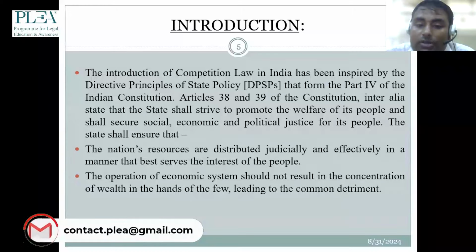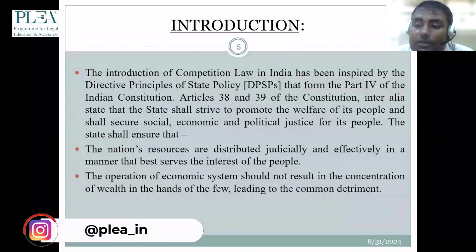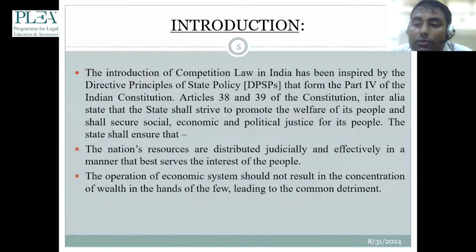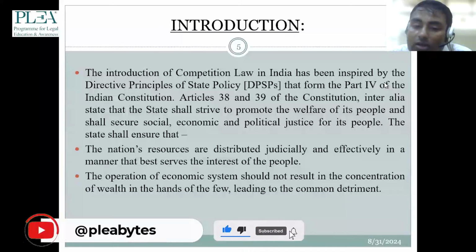The operation of the economic system should not result in the concentration of wealth in the hands of few. Because if there is a concentration of wealth in the hands of few, then they can misutilize that for their own purposes, and it will create a commodity.